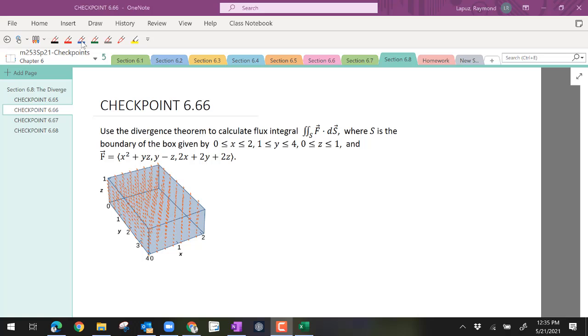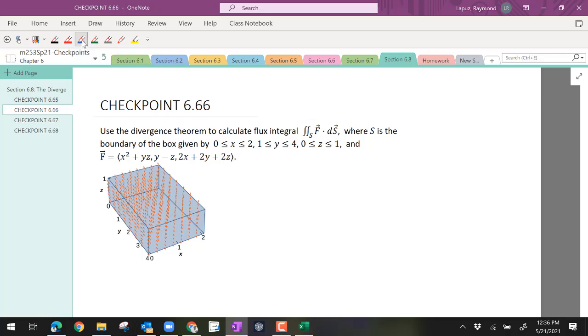Hello, in this video we'll do checkpoint 6.66. They want us to use the divergence theorem to calculate the flux of F over S, where S is the boundary of the box given, and F is that vector field that's x squared plus yz, comma, y minus z, comma, 2x plus 2y plus 2z. All right.